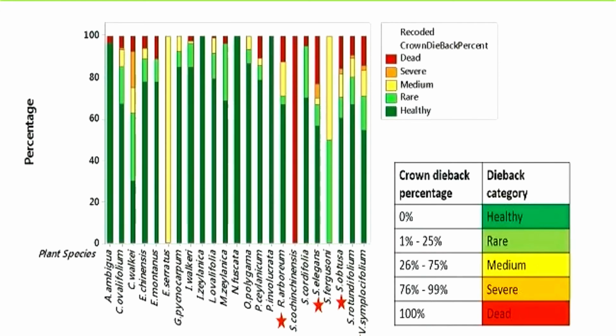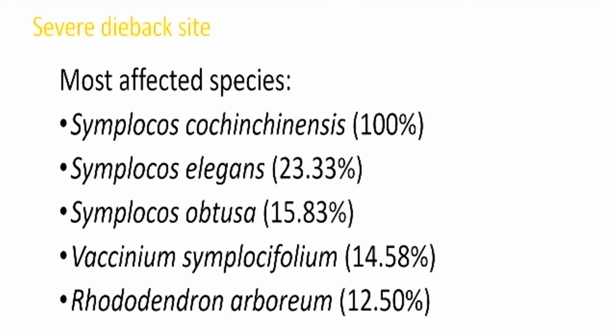Moving to the severe dieback site, you can see a similar observation there. Different species are affected differently, but the most affected ones are Rhododendron arboreum, Symplocos cochinchinensis, Symplocos elegans, Symplocos obtusa, and Vaccinium symplicifolium. Here, for the most affected species, Symplocos cochinchinensis, all trees are already dead.